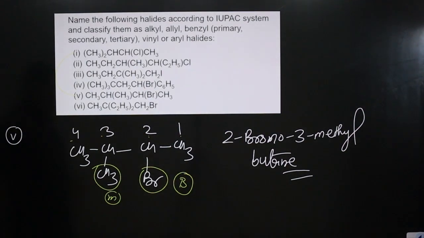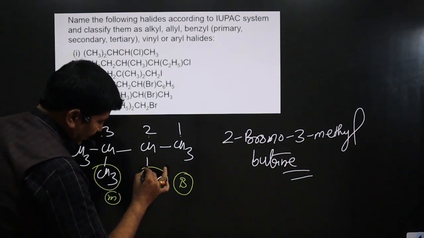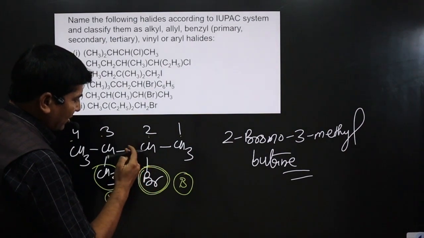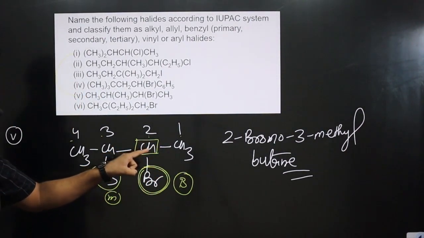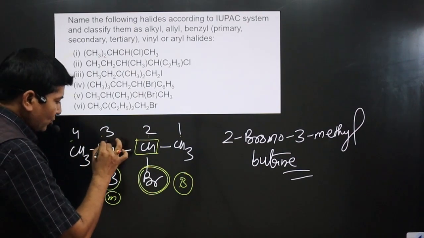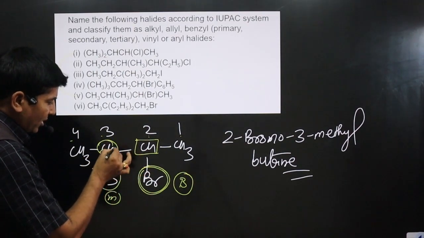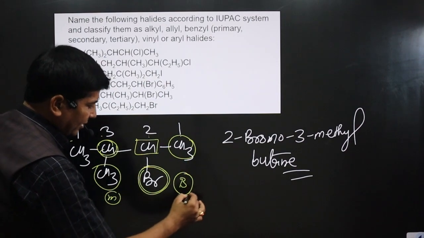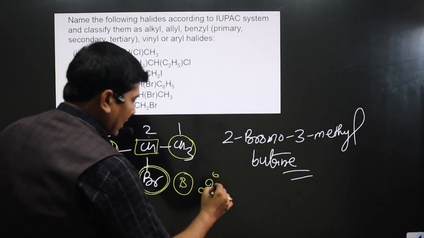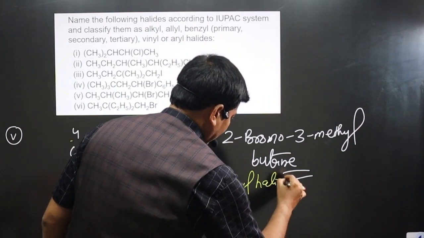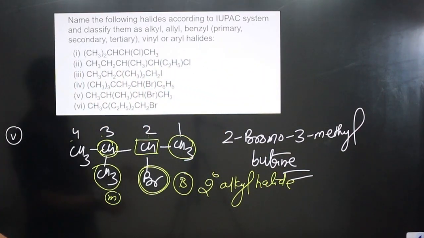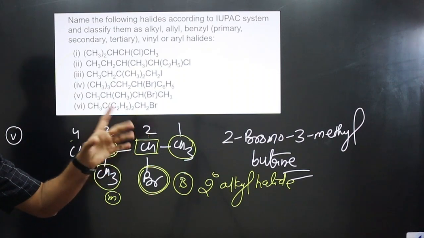Then again we can classify. Look at the halogen. This halogen is attached to a carbon which is connected to two other carbons. You can see this carbon is connected to this carbon as well as this carbon. Hence we can say it is a secondary alkyl halide, because the halogen is attached to a carbon which is connected to two other carbons.